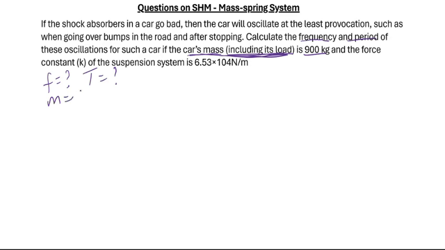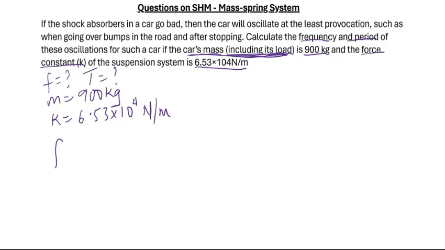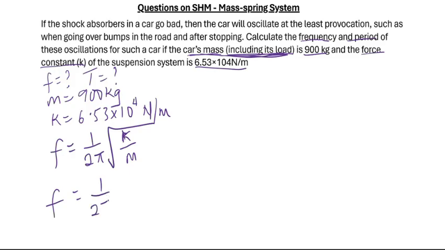This gave us the mass of the car including the load, everything altogether, as 900, so mass is 900 kg. Now this gave us the force constant K equals 6.53 times 10 raised to power 4 Newton per meter. If you want to calculate the frequency, the formula is 1 over 2 pi square root of K over M. So 1 over 2 pi, with K being 6.53 times 10 raised to power 4, all over the mass, which is 900.